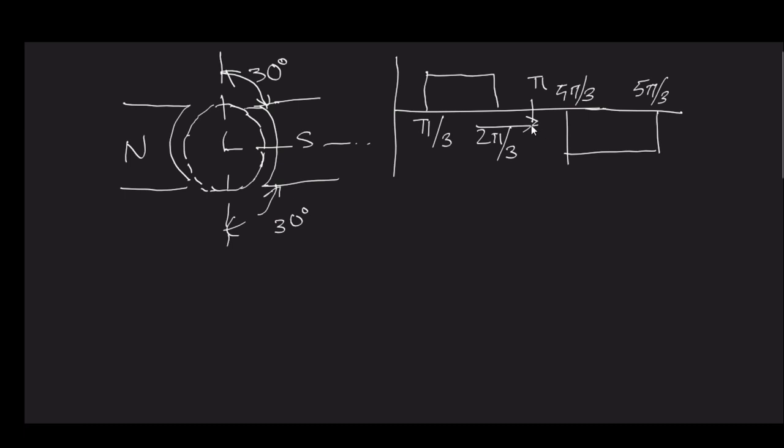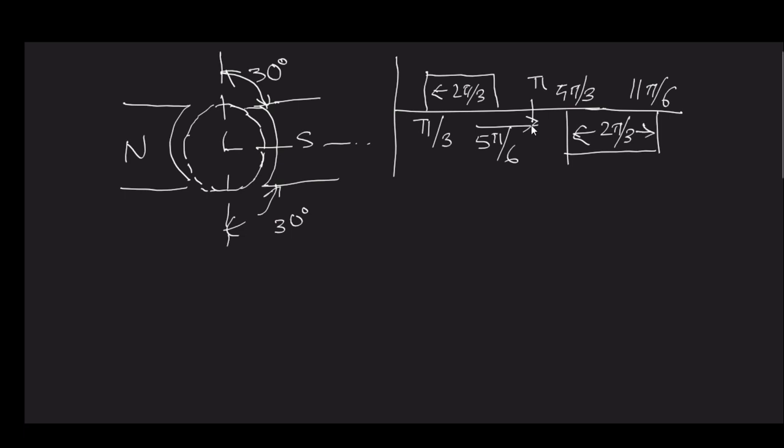Now whatever be the case, one thing is very clear that I have made some mistake. It is not 2 pi by 3. It is how much? It is 5 pi by 6. And similarly, this one is 11 pi by 6. So this total span is 2 pi by 3. This one is also 2 pi by 3.